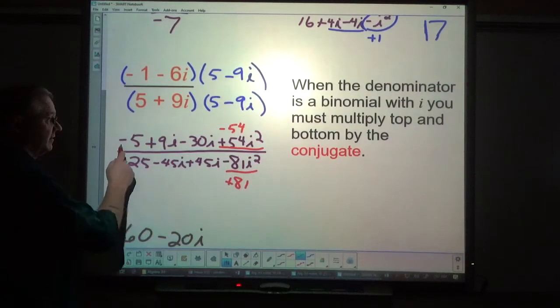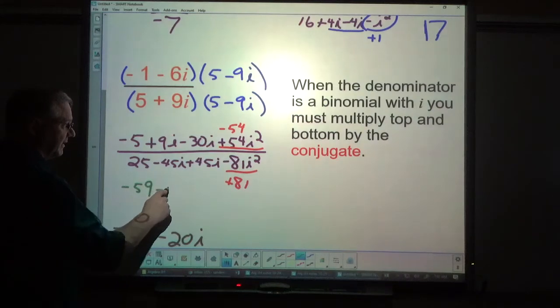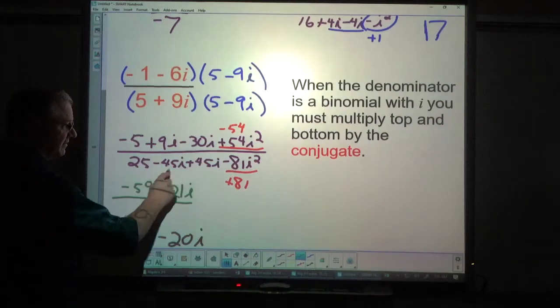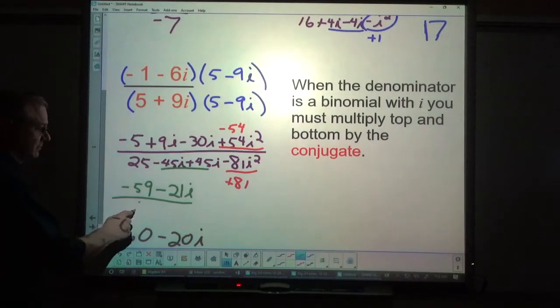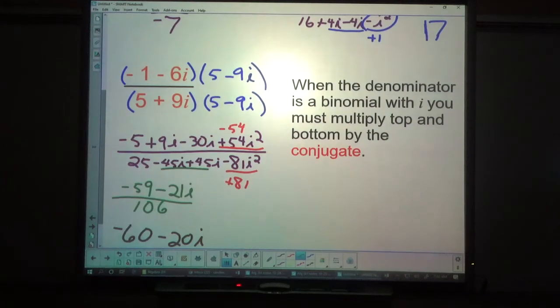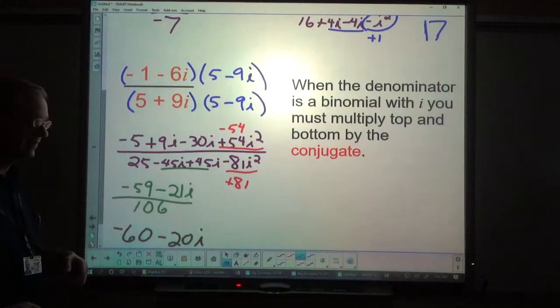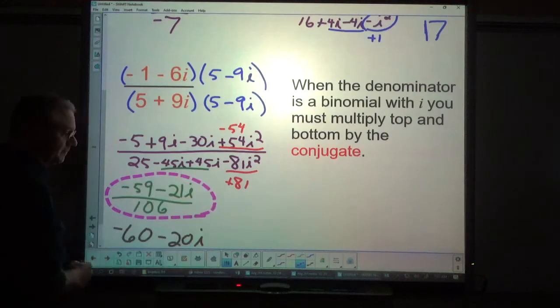Let's see. Negative 5 and negative 54. Negative 59 minus 21i over, let's see, these cancel, 25 and 81, 106. Well, that's not going to reduce with anything on the top. I can't factor out something to reduce with that. So that's going to be my final answer here.